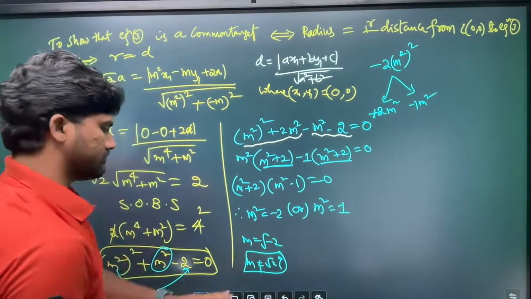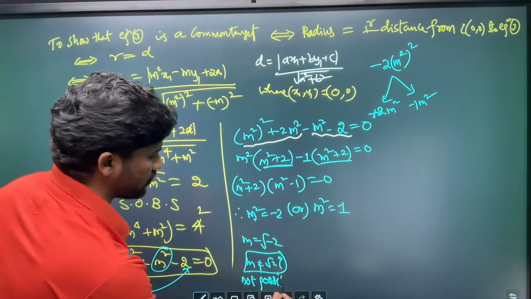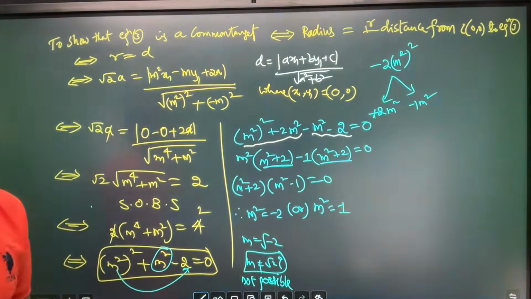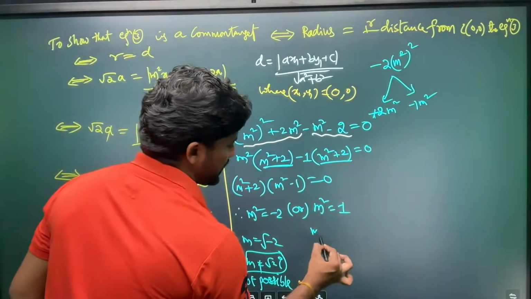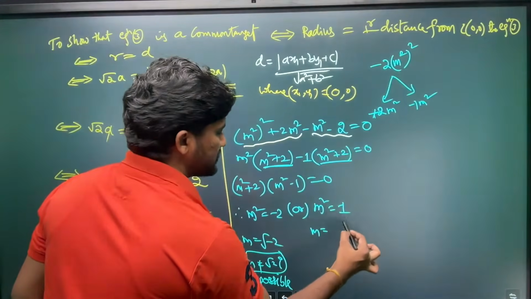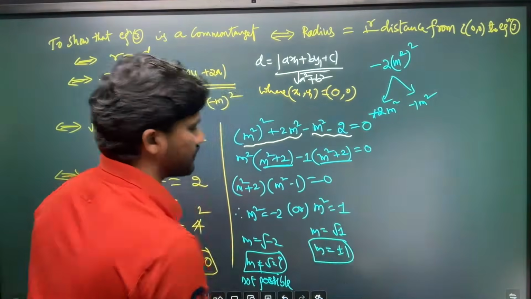This will not happen, not possible. Why? Because slope is always a real number. Slope is always a real number. It is not an imaginary number. So definitely m is equal to, when you take that value m square equal to 1, m is equal to plus or minus 1.